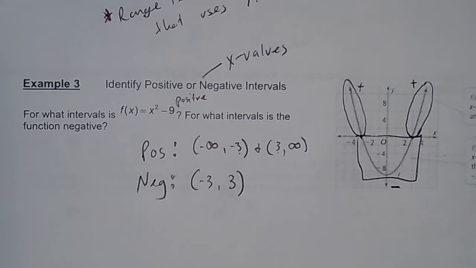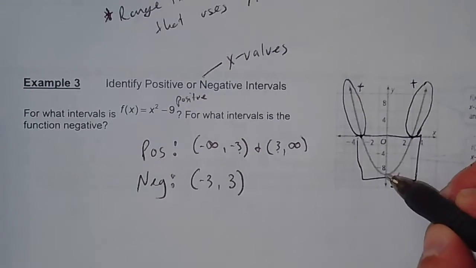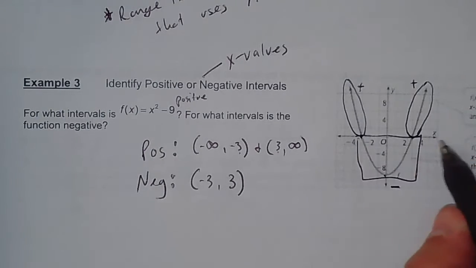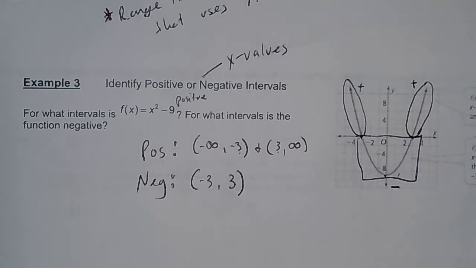What you really have to get out of your head here is the y values don't matter. The fact that this goes down to negative 9, like cool, it goes down to negative 9, but that has nothing to do with our intervals. Our intervals are just the x values for which the graph is spanning.